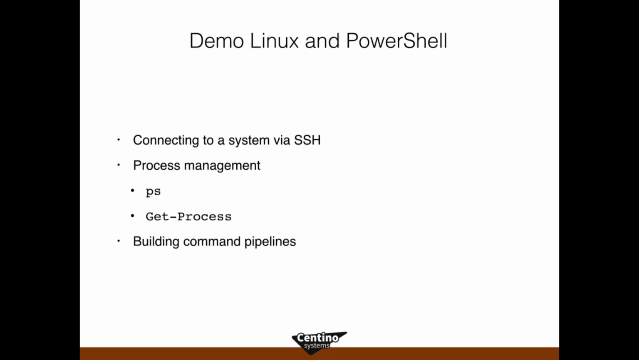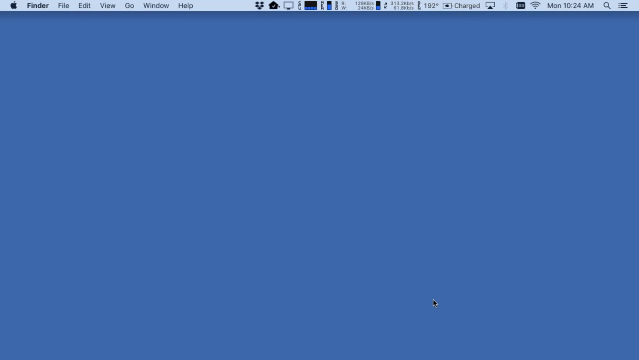So let's get into a demo and look at how we can connect to a system via SSH. We're going to do some basic process management so we can learn how to use commands in our system, both ps, which is a command I'm going to show you for listing processes, and also Get-Process. And then we're going to learn how to build those command pipelines together. So let's go ahead and switch over to the demo.